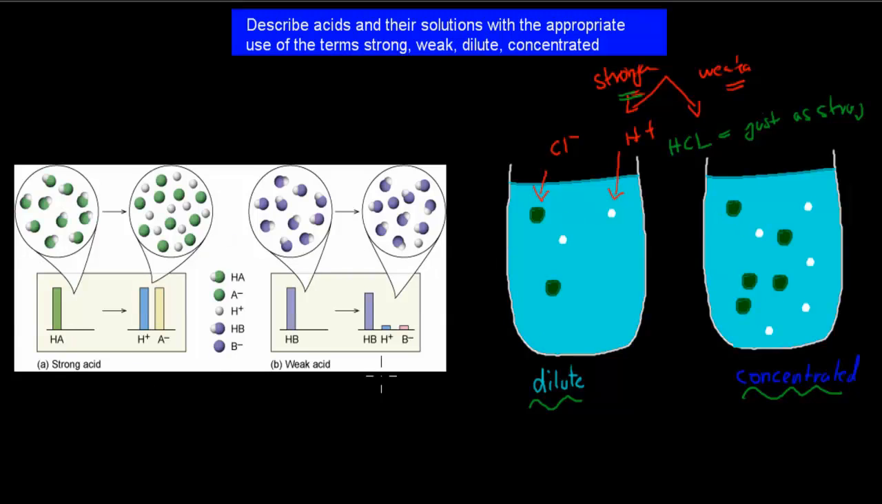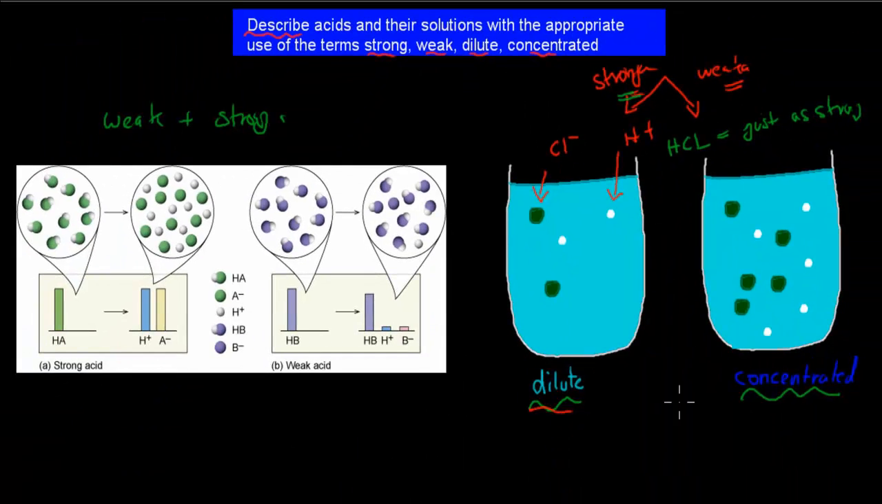So when it comes to weak and strong acids, we do need to know the actual definitions, and we'll go over that in a second. The reason I'm mentioning all this is because the dot point itself says: describe acids and their solutions with the appropriate use of the terms strong, weak, dilute, and concentrated. So there are 4 terms you should know. Dilute and concentrated, which we mentioned earlier, refer to whether one has fewer particles in it than the other. And then there's this idea of strong and weak, which I'm going to go over in a second as well.